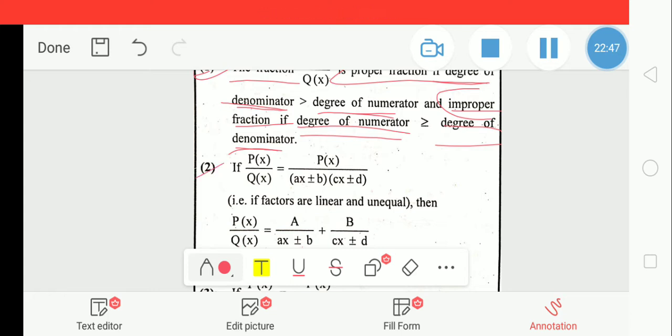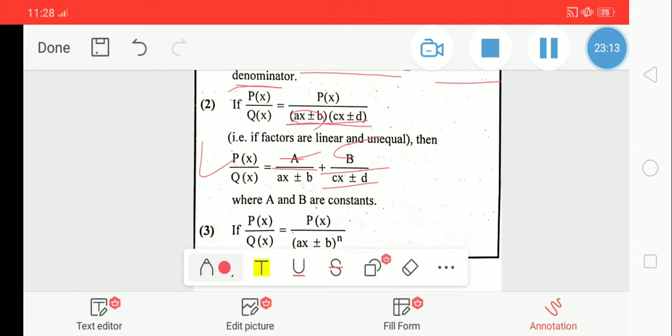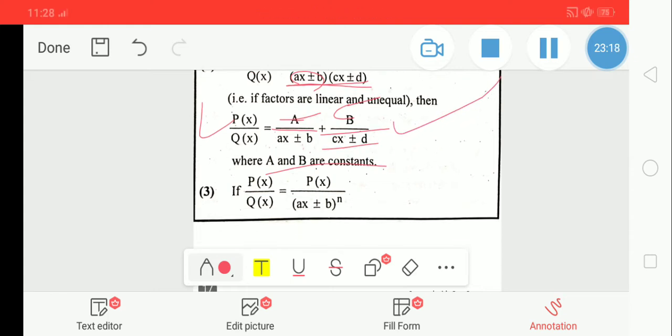So now the first type is p of x divided by q of x, of this type: p of x divided by ax plus or minus b multiplied by cx plus or minus b. Now for this type there are two brackets, so we use this one: p of x divided by q of x equals A divided by the first bracket plus B divided by the second bracket, finding the values of A and B, where A and B are constants.